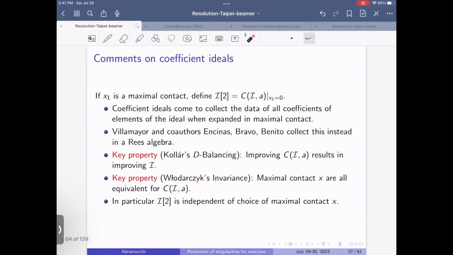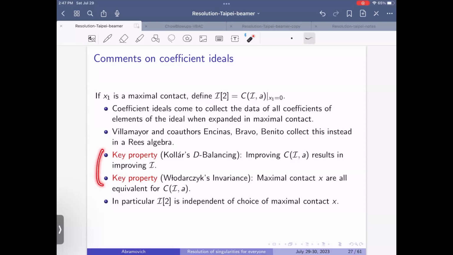So just a few comments. Suppose I have a maximal contact. What are coefficient ideals good for? They collect the data of all the coefficients of all the elements of the ideal when expanded in maximal contact. As you'll see in Wodacek's lecture, this began with Villamayor and co-authors. You can instead collect everything in a Rees algebra, which is an equivalent way of putting things together.